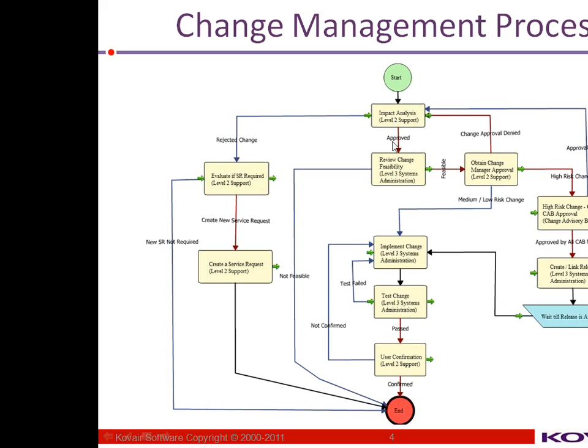Once the change is approved, it goes into the feasibility analysis done by the level 3 system administrator, and if the change is feasible, it goes into obtaining the change manager's approval. In case the approval is done for a low or medium risk change, you can go through implementing the change, testing the change, and confirmation. For a high risk change, you go through the CAB. These are the processes being followed by a couple of our customers, and all these processes that you're seeing over here can be configured and customized exactly as per your requirement.